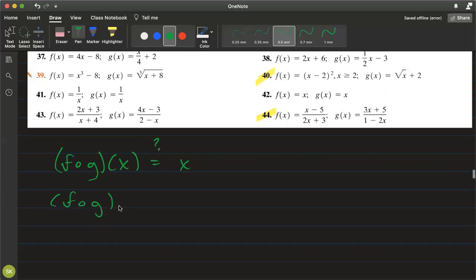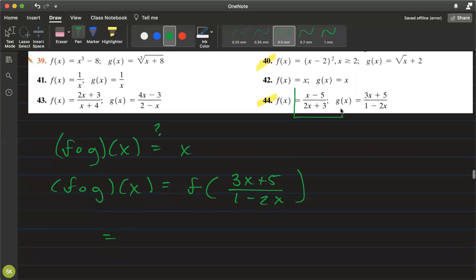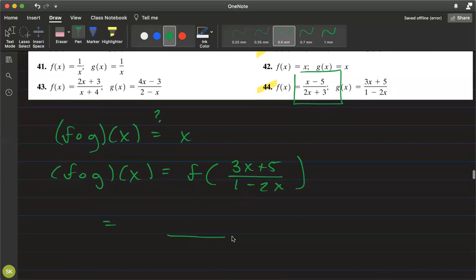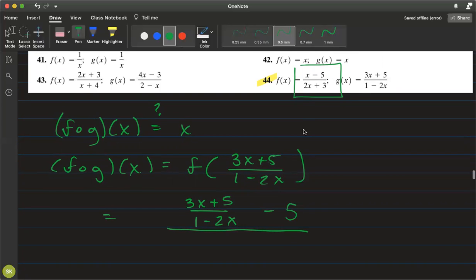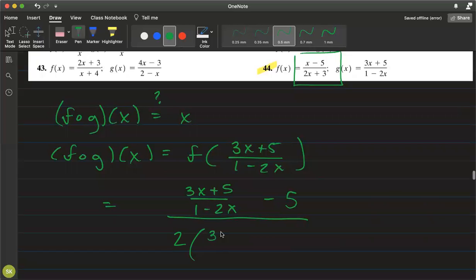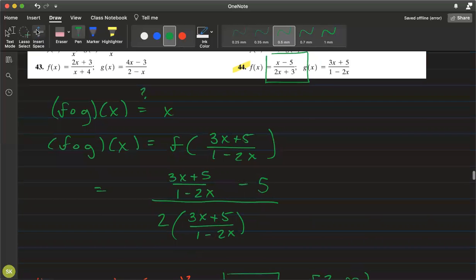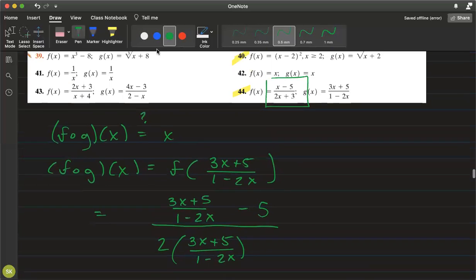Well, f composed of g of x is equal to f with g plugged in. G is (3x plus 5) over (1 minus 2x). Okay, so wherever I see an x in this function, I'm going to put this. So here's an x, so I'm going to put (3x plus 5) over (1 minus 2x). Subtract 5, that's the rule here. And then 2 times this thing. And then we add 3. So wherever I saw an x, which was here and here, I put this function.